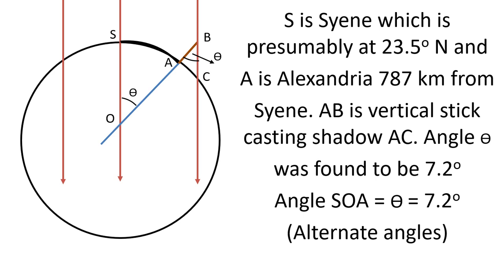Now because the rays are parallel, this ray which is making an angle with AB is parallel to the ray which is passing through S. So if we extend the line joining the stick, that is AB, it will pass through the center of the earth because it is vertical to the surface of the earth, and which will give us angle SOA equal to theta, because both the rays are parallel to each other and these two angles SOA and ABC are alternate angles. So angle SOA is also equal to 7.2 degrees.